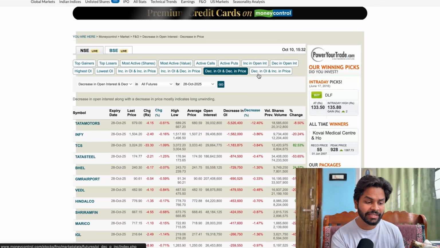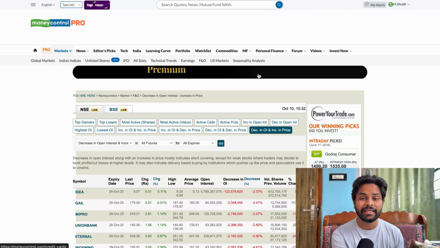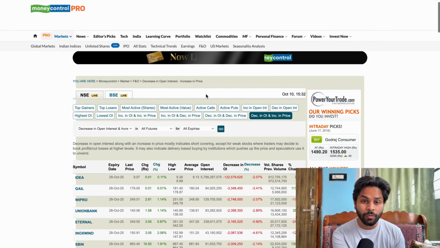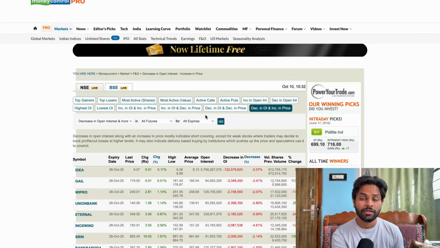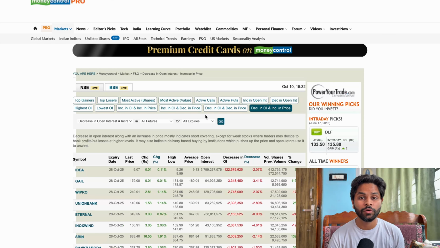Now, the next thing is decrease in open interest and increase in price, which means short covering. Short covering means the people who are short in the market are covering their shorts. Usually when that happens, the stock goes up.